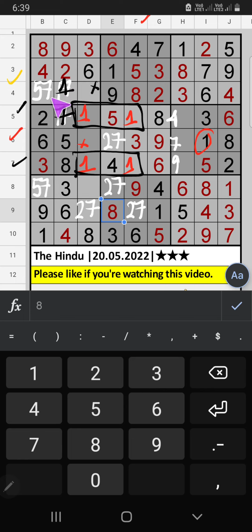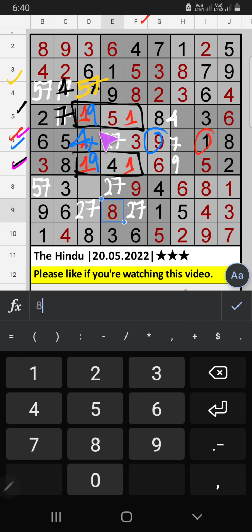4th row, 2 numbers are remaining, 5 and 7. It will come in any one of the cells. We will confirm later. 6th row, we have 9. So 9 can't come in the cell. 9 will come in any one of the cells. We will confirm later. Then only 1 number is remaining, 4. 4 is confirmed here.